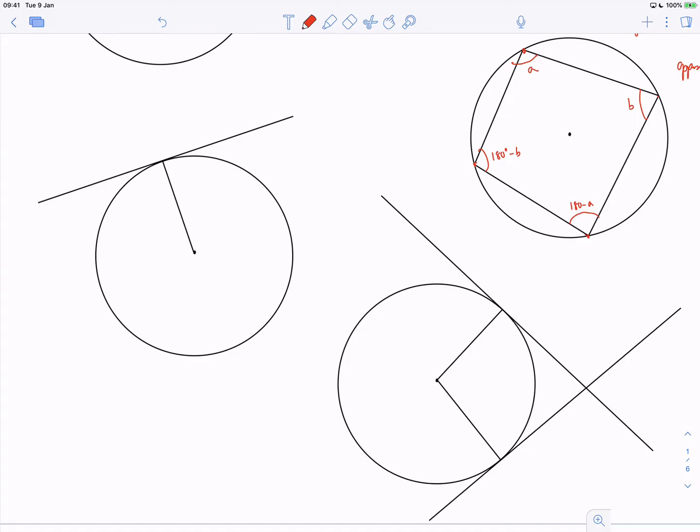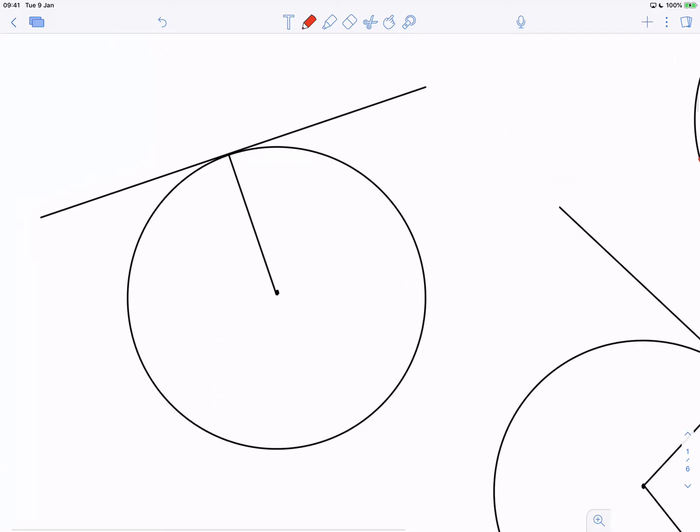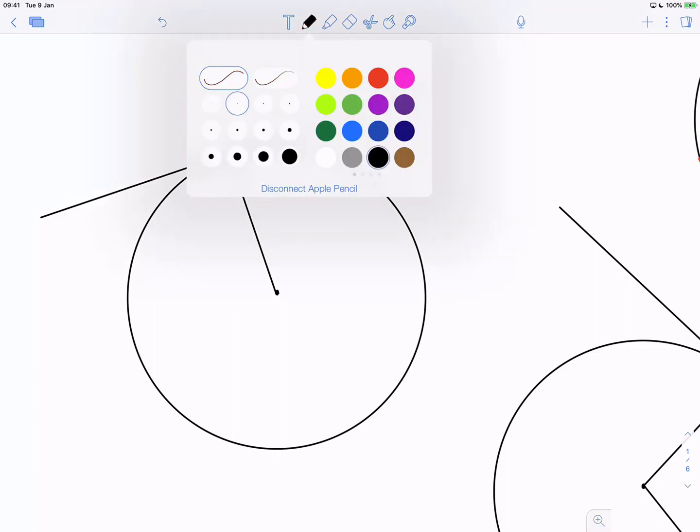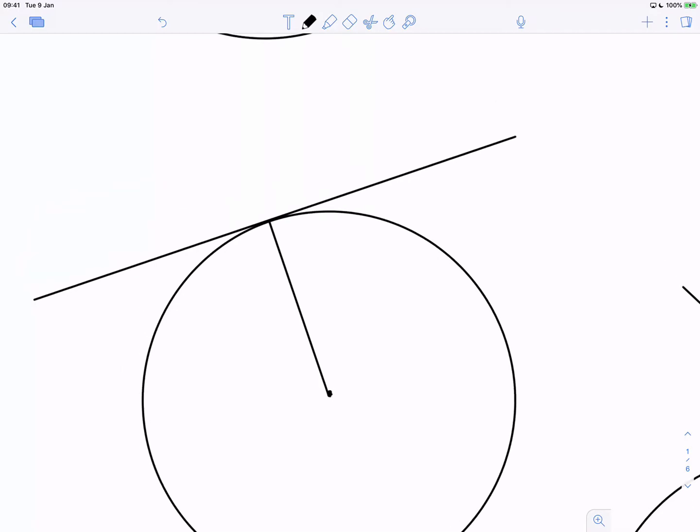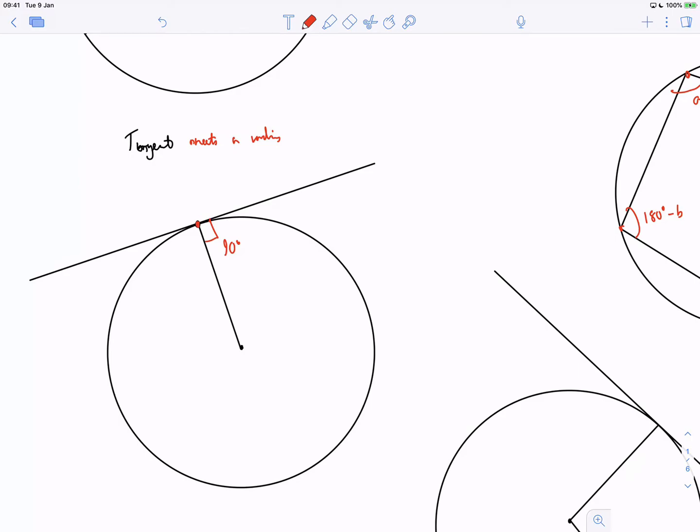Next up, we have this one. So when a line just touches a circle, we've seen this before when I was talking about calculus, this is called a tangent. Okay, a tangent touches it at one and only one point, just there. So when a tangent meets a radius, it's 90 degrees. It's a right angle. A radius and a tangent are perpendicular to each other.